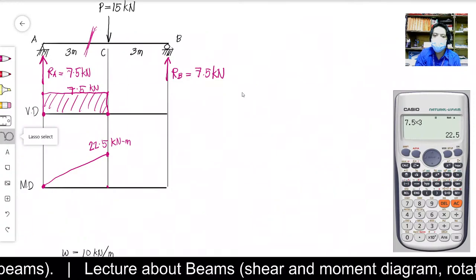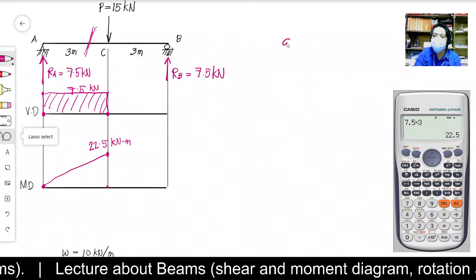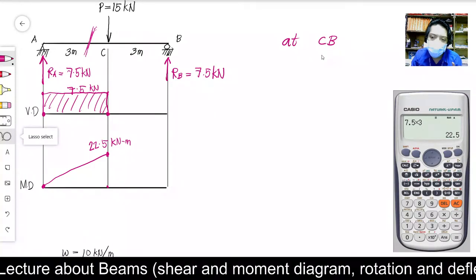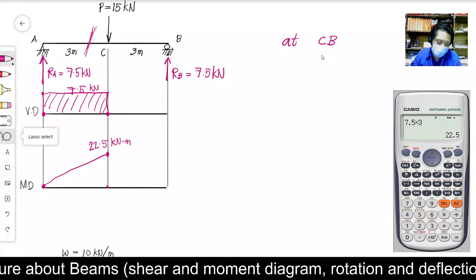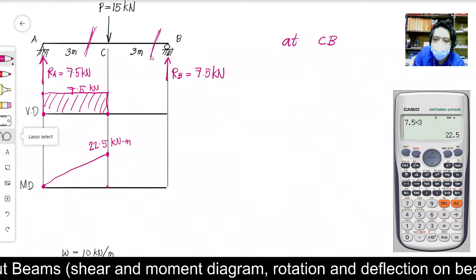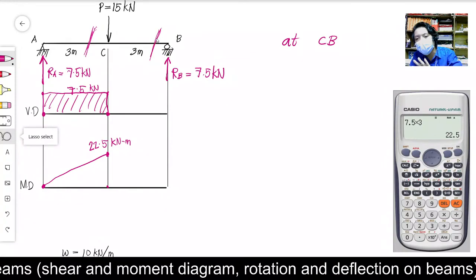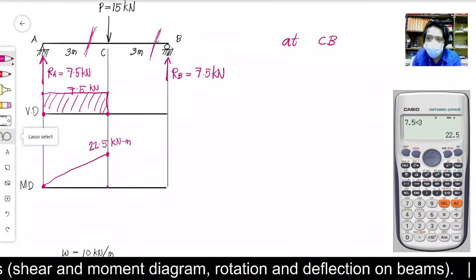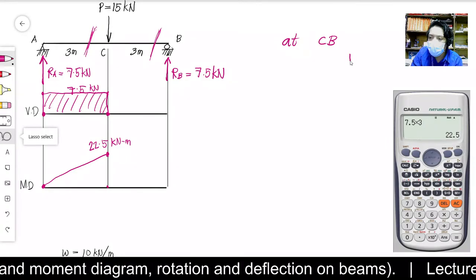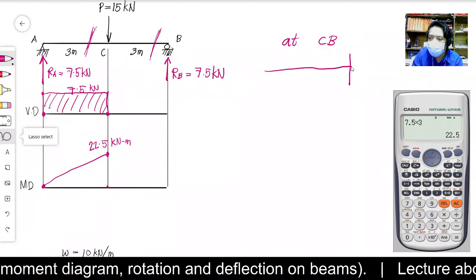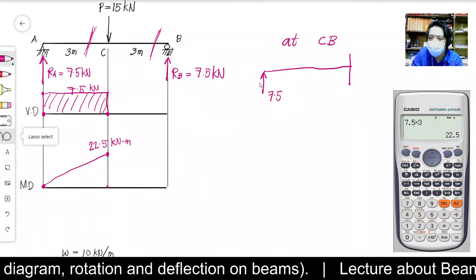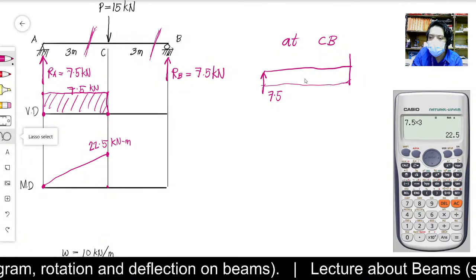Now we'll go to segment CB. Of course, to construct the shear and moment diagram, you first need the equation, and to find the equation, you need to pass a cutting plane at segment CB. You may use the left segment or the right segment. We will use the left segment. So we have here the cutting plane, the beam, and at the end the RA, which is 7.5. This distance is equal to x.